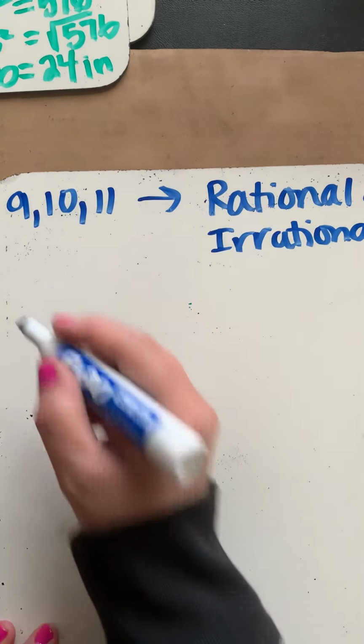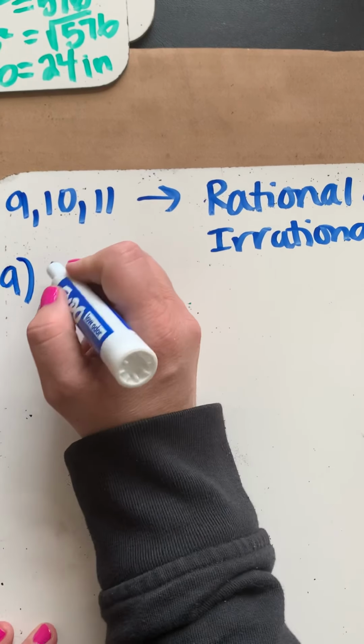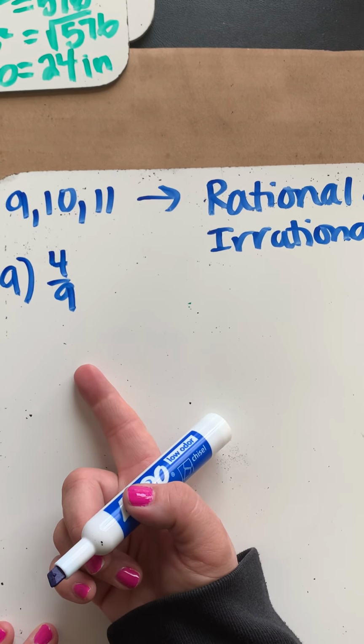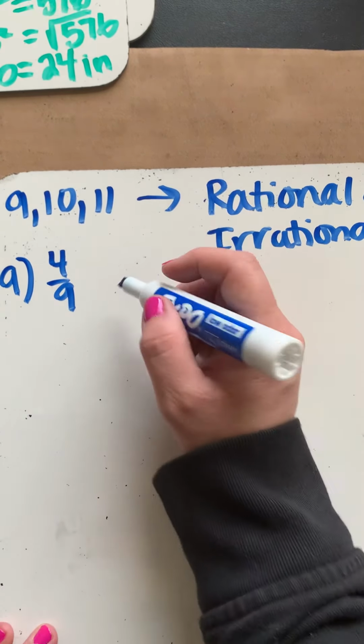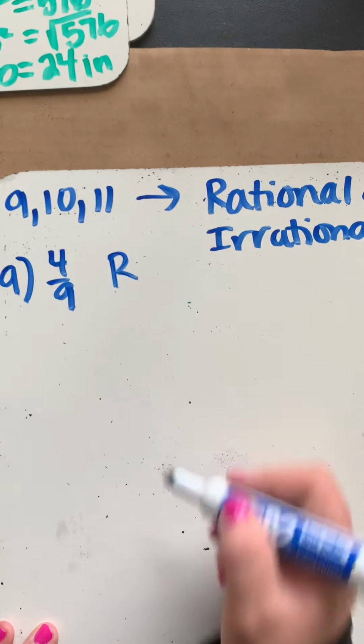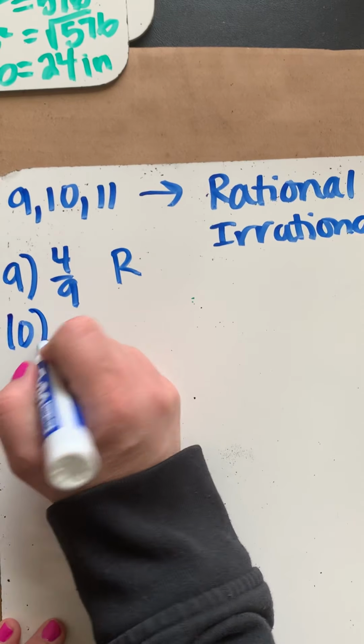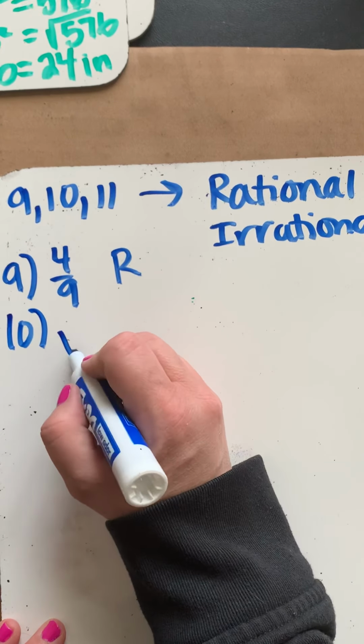So let's take a look. Number 9, I have the number 4/9. Guess what? It's already written as a fraction, so this is going to be a rational number. We don't even need to think about it. Okay, number 10, square root of 289.